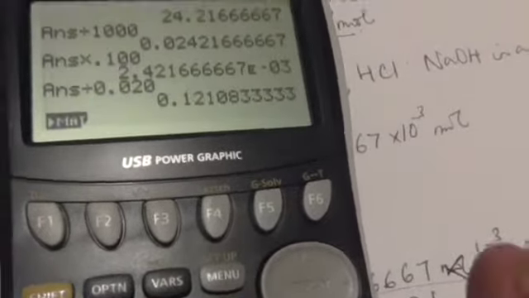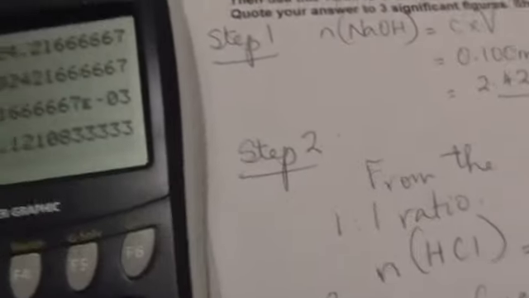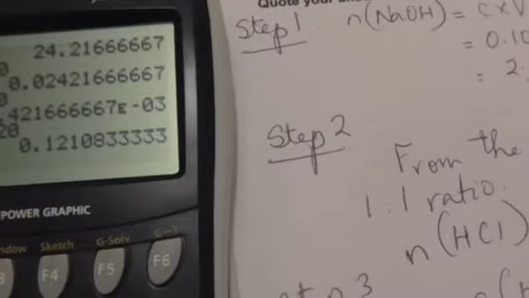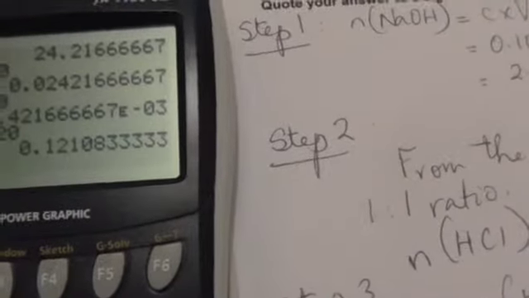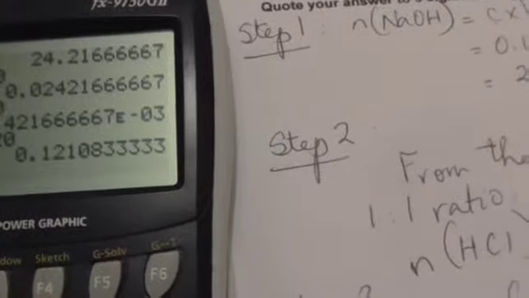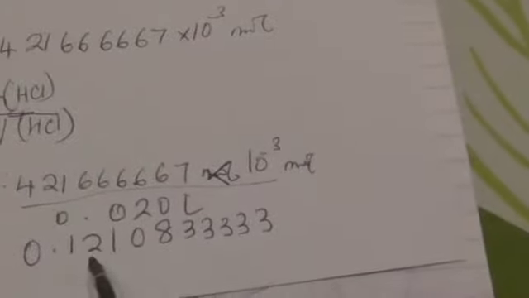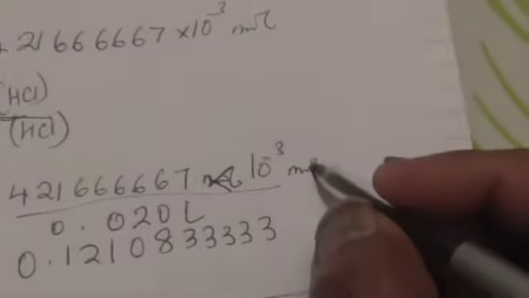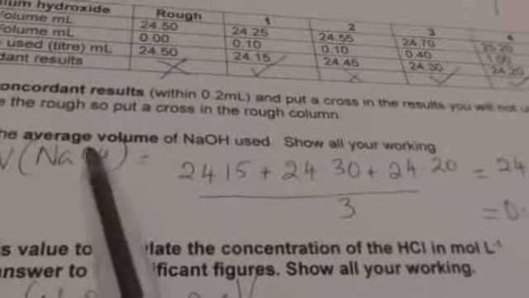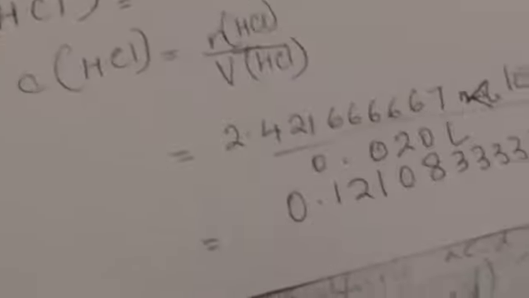0.020, and my answer, which I'm just going to copy all of the numbers from the calculator, is equal to 0.121083333. So there's 1, 2, 3, 4, 5 threes. So I just make sure that I've copied that all correctly, and the answer here is mole in the numerator and liter in the denominator, so it's going to be mole per liter. But that's not our final answer, because the question says that it should be to 3 significant figures. How can I take this answer and make it 3 significant figures?